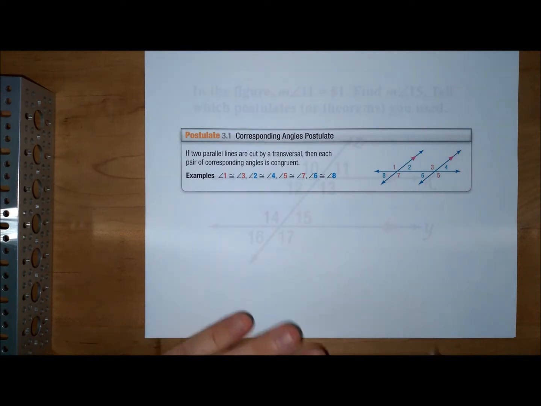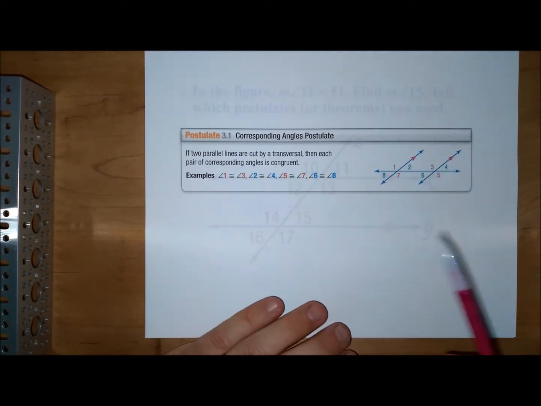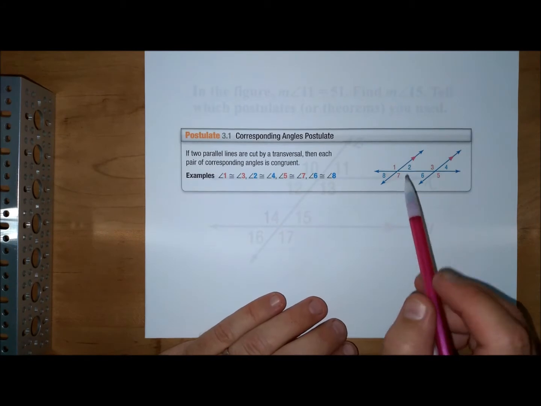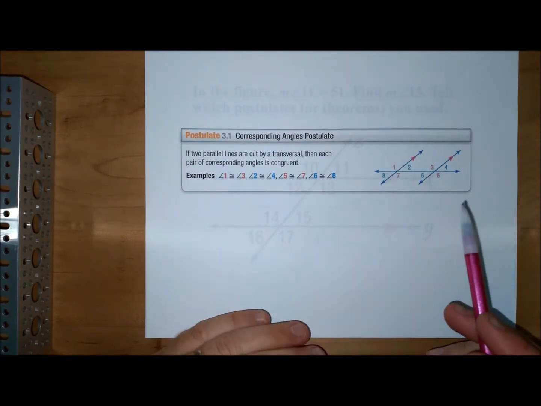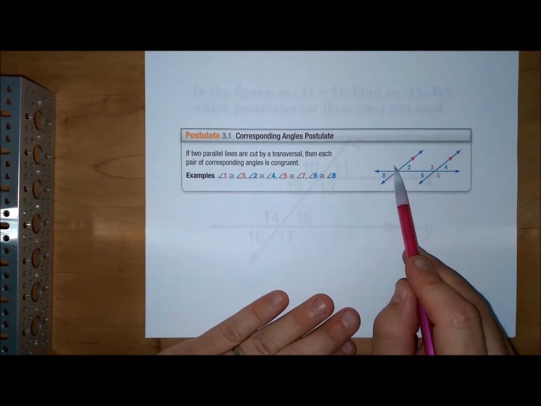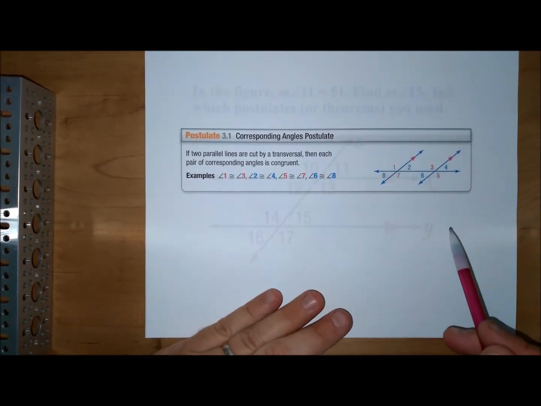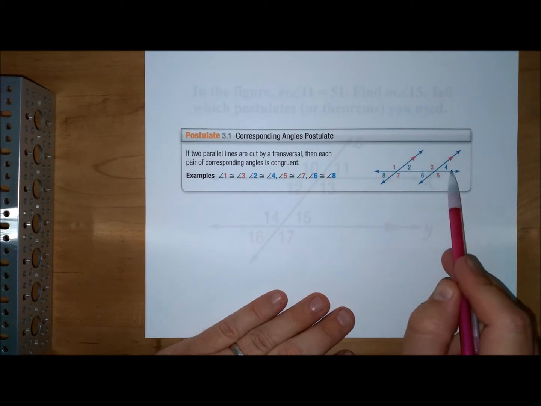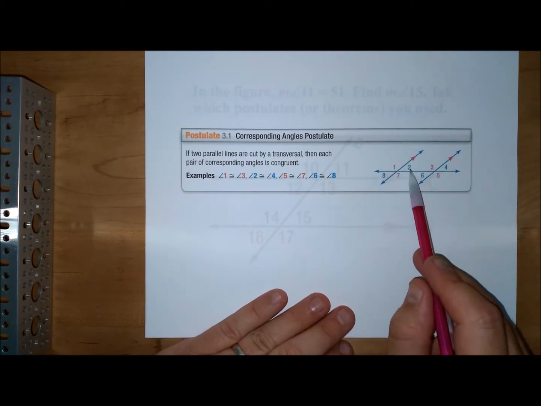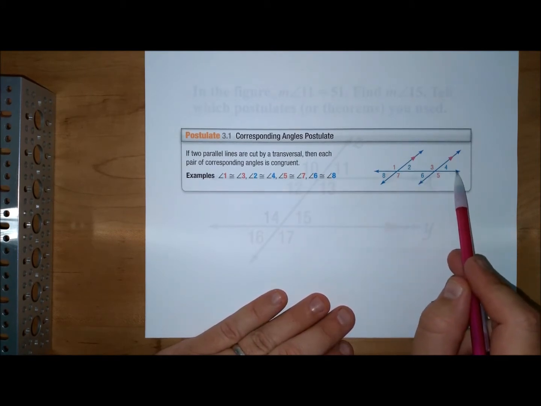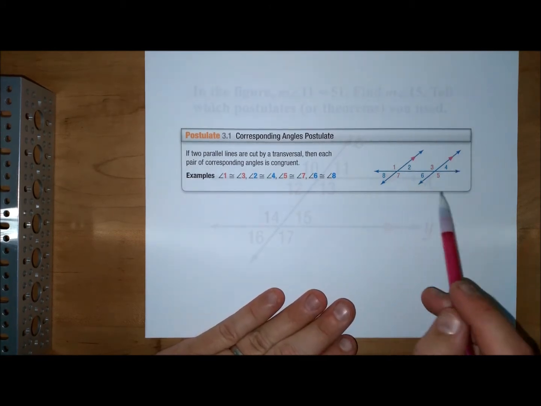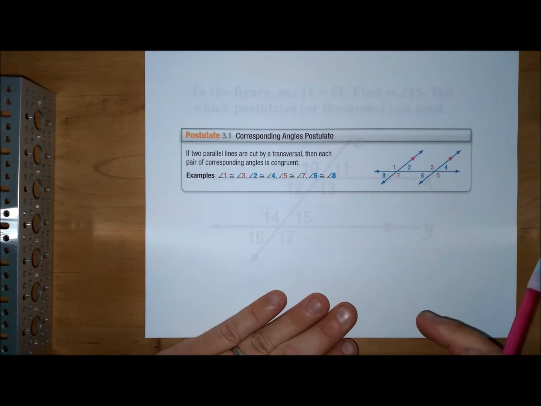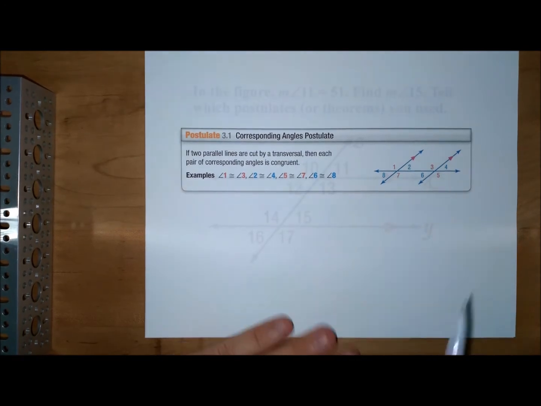Now, in our last lesson, we learned that corresponding angles are angles that are on the same side of the transversal and on the same side of their corresponding lines. So for instance, angles 1 and 3 are corresponding angles. Angles 2 and 4, because they are on the same side of the transversal, and they're both on the right side of their corresponding lines. So 8 and 6 would be corresponding, and 7 and 5.